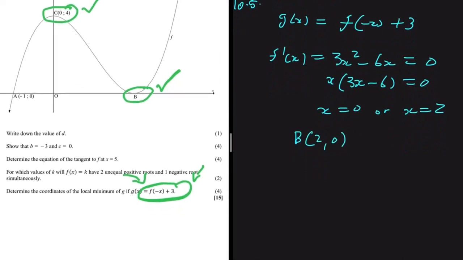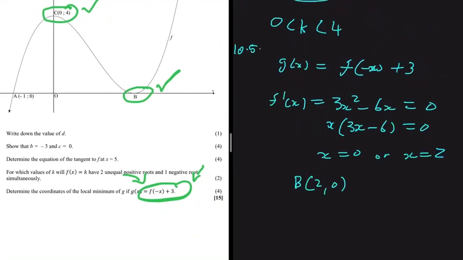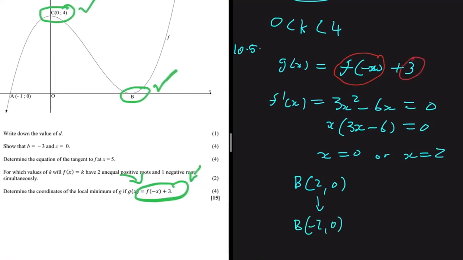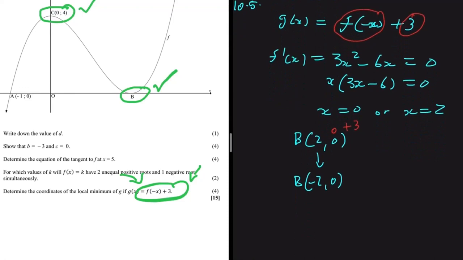So let's apply the transformation. g of x equals f of minus x. So instead of x, for g of x, we have minus x, right? So if we apply the transformation to coordinate B, we get (minus 2, 0). And then apart from that, we have this plus 3 here. Like we were saying in 10.4, that 3 moves the graph up or down, right? Here the y value was 0, and then we move 3 units up. So instead of B being (minus 2, 0), we get B being (minus 2, 3).